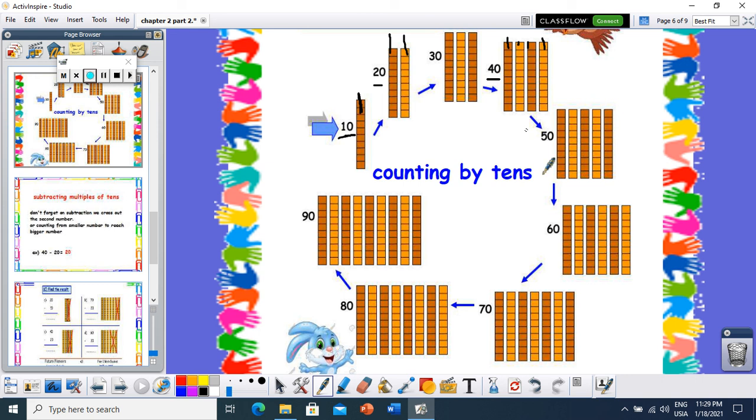Excellent, 40. 1, 2, 3, 4, 5, 6, 7. 7 on the magical hand, or counting by tens, is what? 70. Don't forget this note, it's so important.